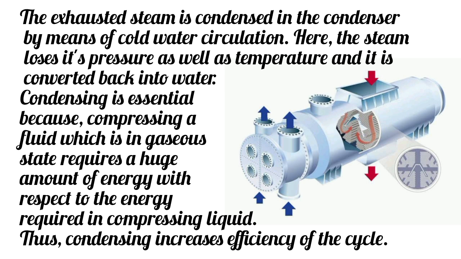Condenser. The exhausted steam is condensed in the condenser by means of cold water circulation. Here, the steam loses its pressure as well as temperature and it is converted back into water. Condensing is essential because compressing a fluid in gaseous state requires a huge amount of energy compared to the energy required in compressing a liquid. Thus, condensing increases the efficiency of the cycle.